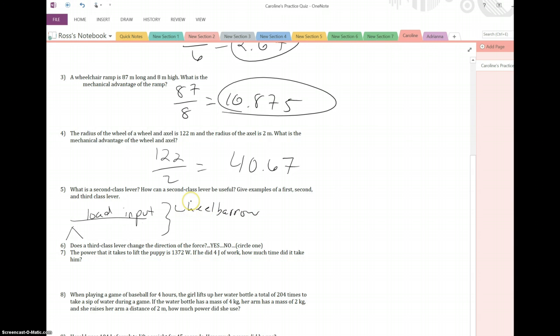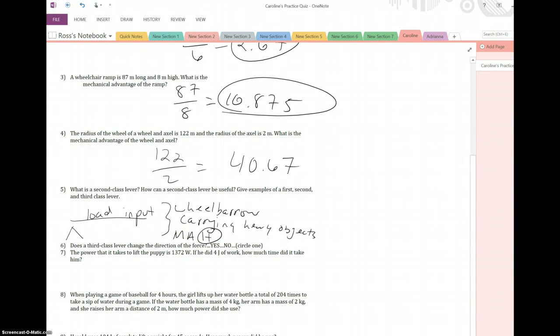So these are useful for carrying heavy objects. Right? A wheelbarrow can transport things all over campus. The mechanical advantage of this will be greater than 1.